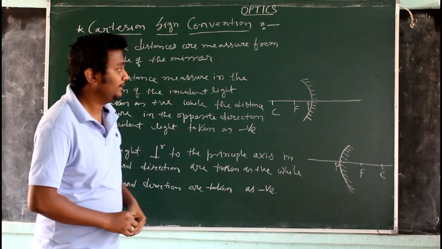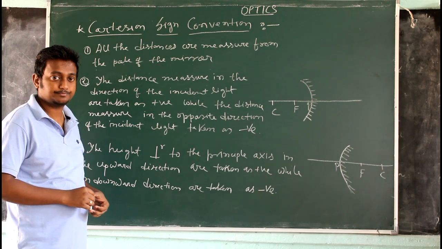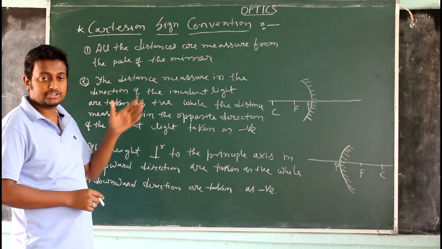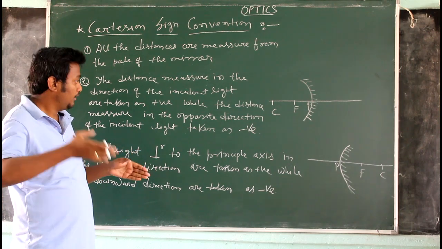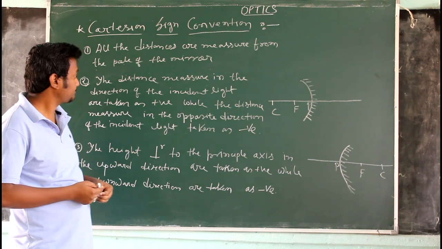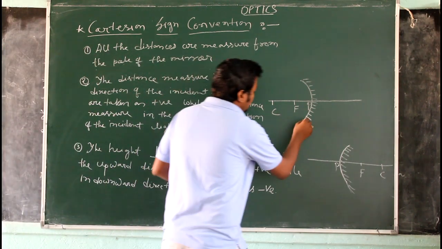In the case of a mirror we use some sign convention. What will be the object distance, what will be the image distance, and how do we take the object distance and the image distance? We will discuss this.